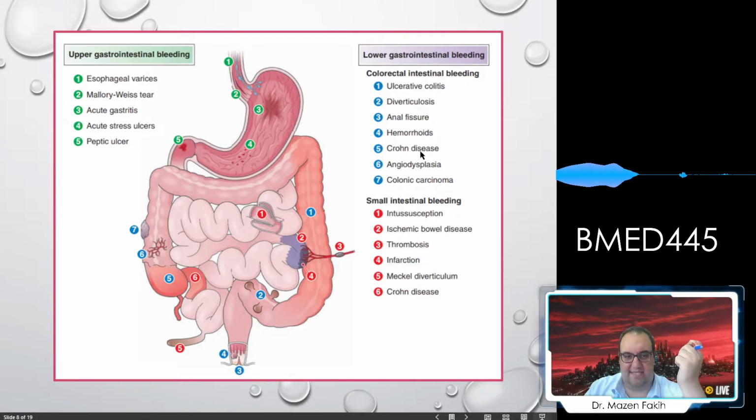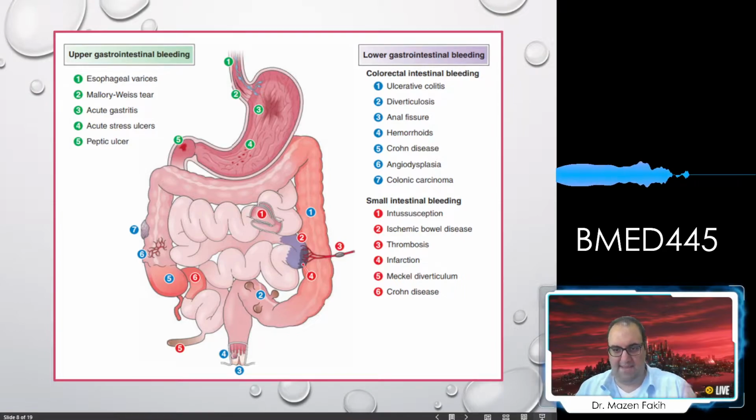Crohn's disease usually affects the entire GI tract, as does ulcerative colitis. The difference between them is that ulcerative colitis is continuous, while Crohn's disease is in patches. We will talk about that in the next lecture.